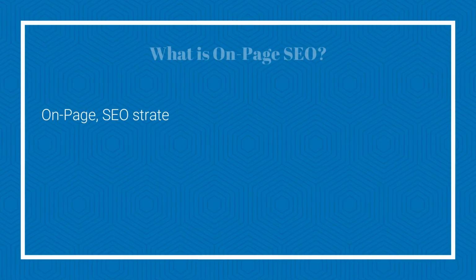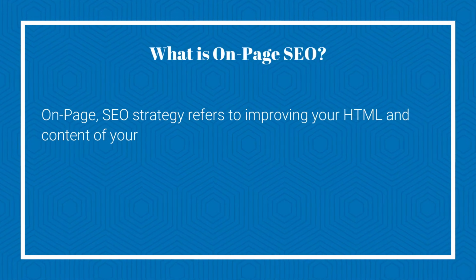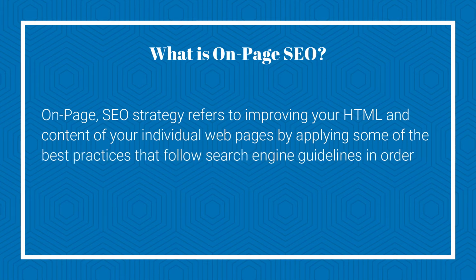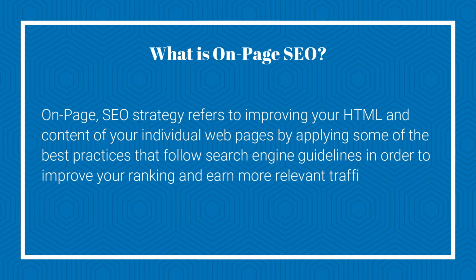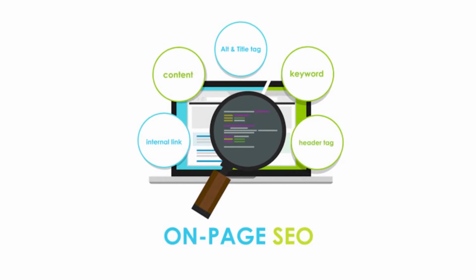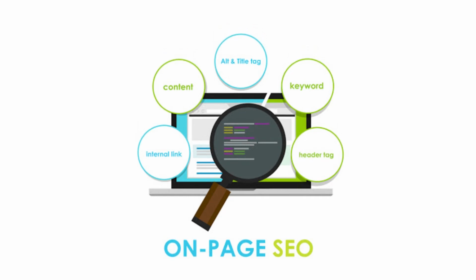The next on our list of important types of SEO strategies is on-page SEO. On-page SEO strategy refers to improving your HTML and content of your individual web pages by applying some of the best practices that follow search engine guidelines in order to improve your ranking and earn more relevant traffic in search engines. Like every type of SEO strategy, even on-page SEO is important for your website to rank high in search engines result pages. It helps search engines like Google to analyze your website and the content you have there, so it can categorize it and then serve the content to the relevant search query.